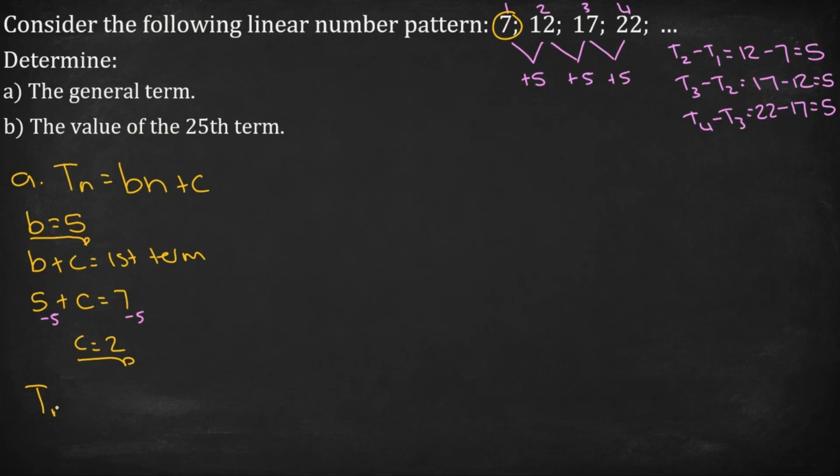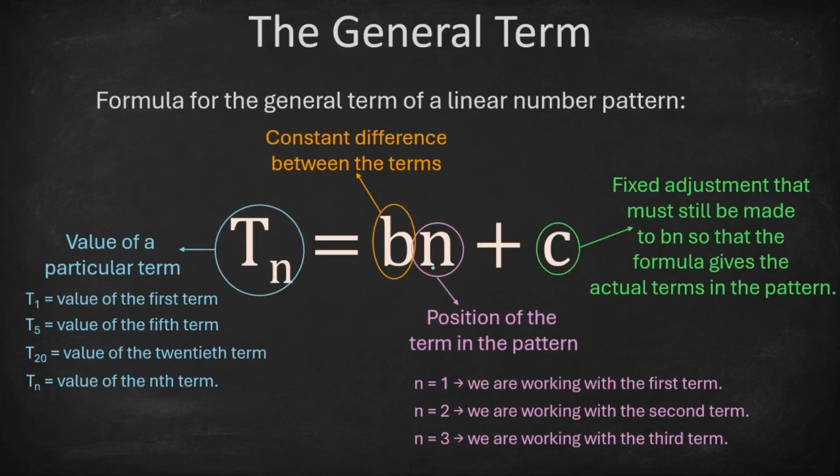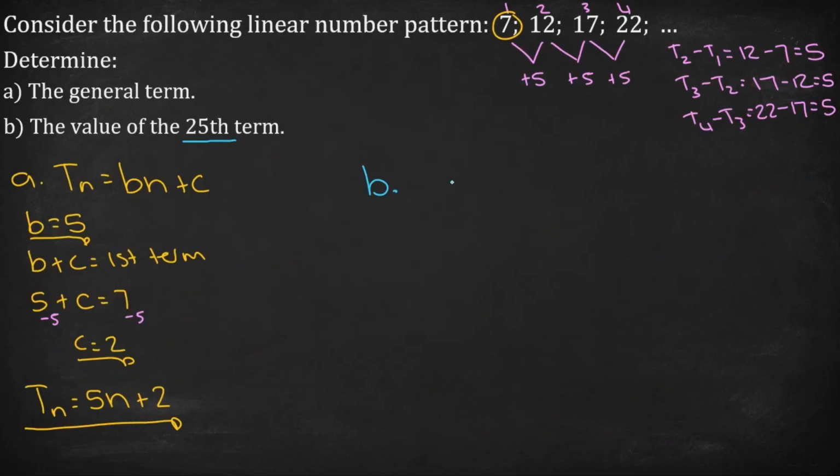So I'm going to write Tn equals, B we know is 5n, and C is plus, and instead of writing C, I'm going to substitute it with 2. Here is the general term. Now let's do B, the value of the 25th term. So 25th term is the position of the term. So that means n equals 25, because n is the position of the term in the pattern. So I'm going to write B, and here I'm going to say n equals 25.